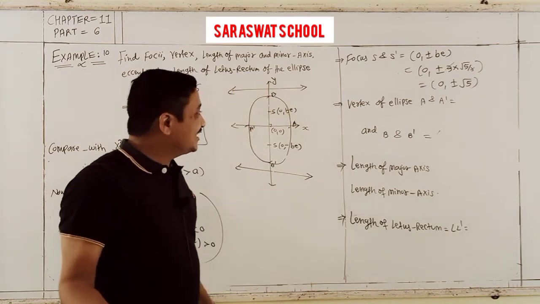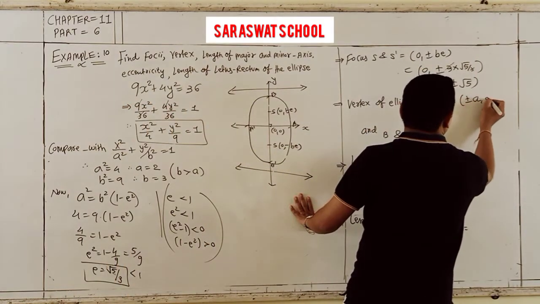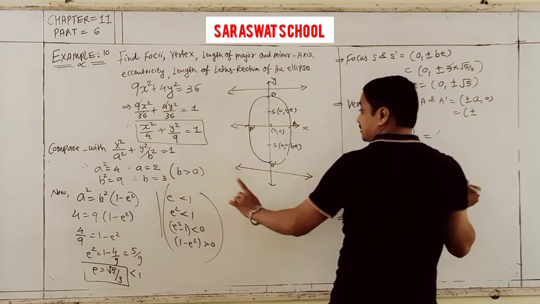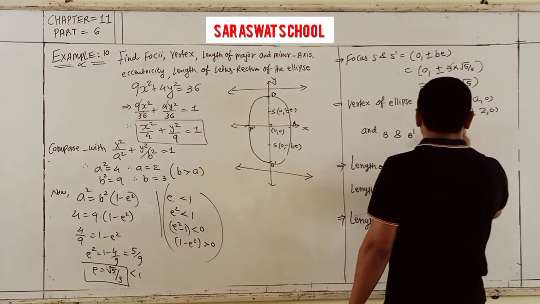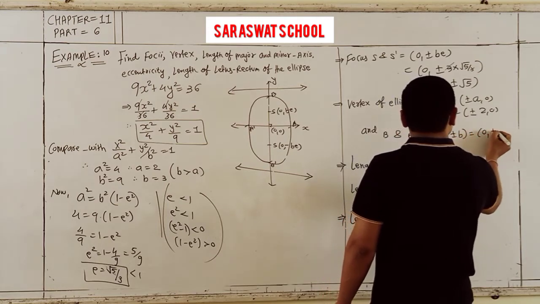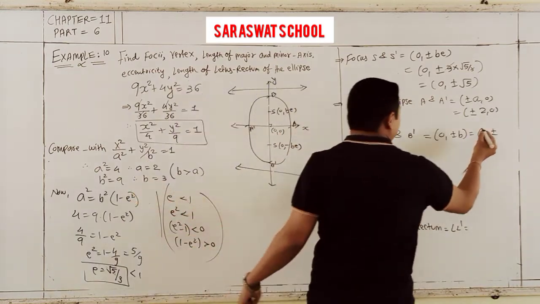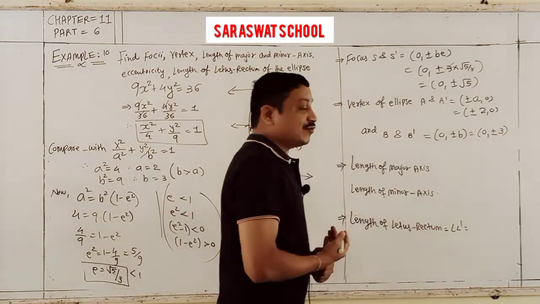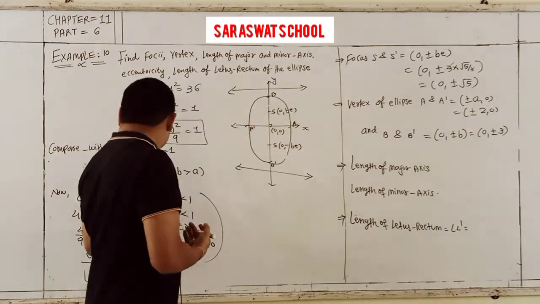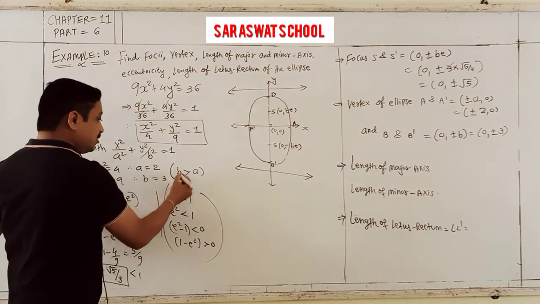Focus done. Now vertices A dash is the same, plus or minus a, 0 on the x axis, first 2, 0. Similarly here 0 comma plus or minus b. What's the b? B is 3. That's applied. Now length of major axis. You have written here, what's your major axis? Is a more than b? Just here write down b more than a.